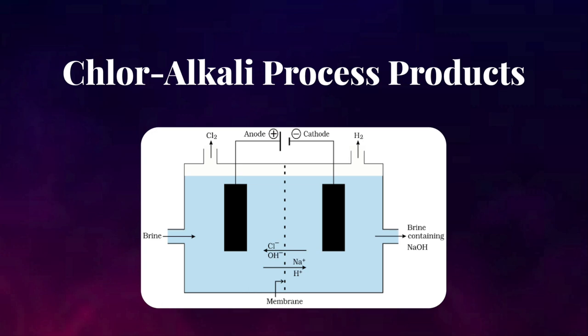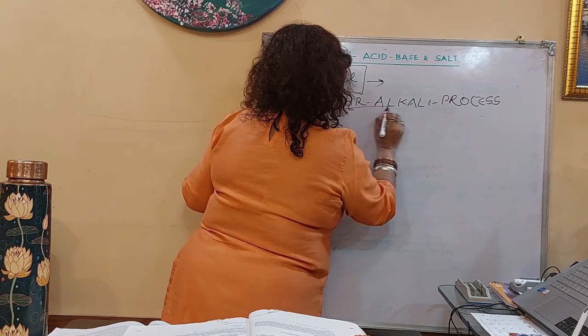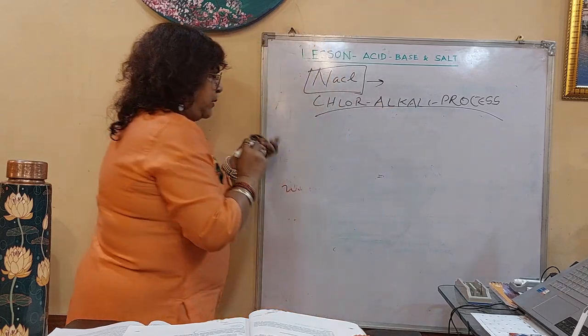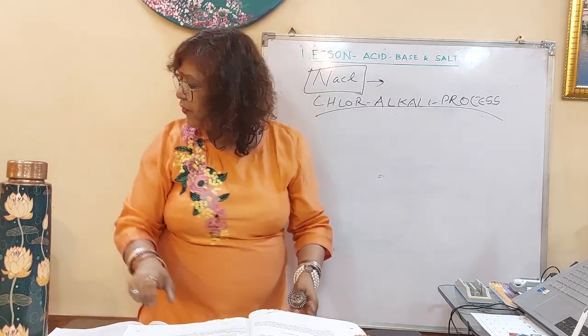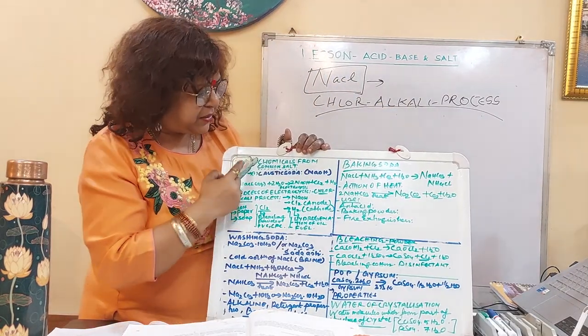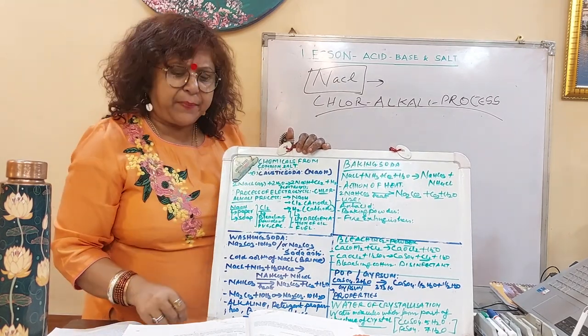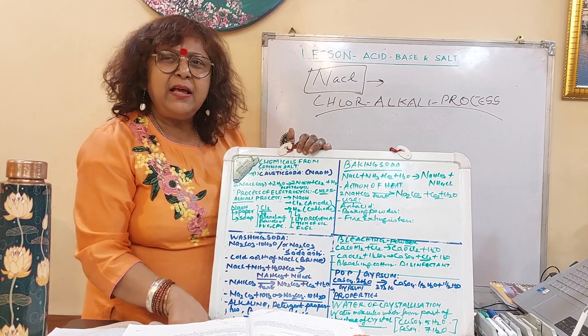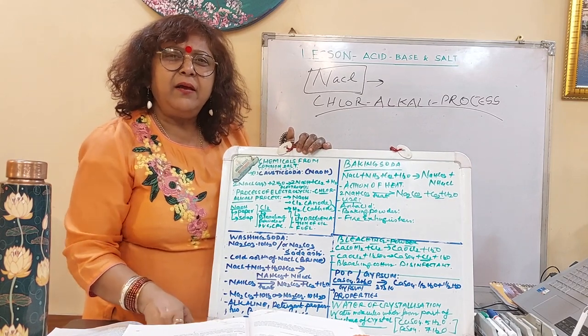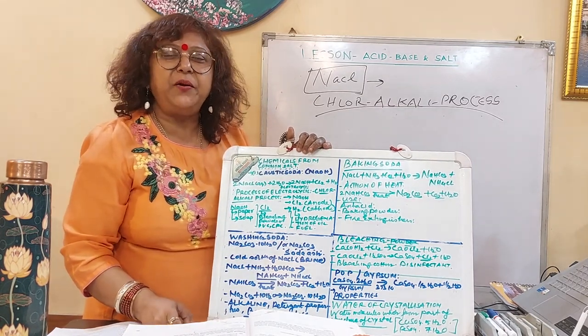Chlor-alkali process. This is a very, very important reaction which I have written here. And why have I written NaCl separately? Because this NaCl is used for making all types of salts, which you will read in your book.